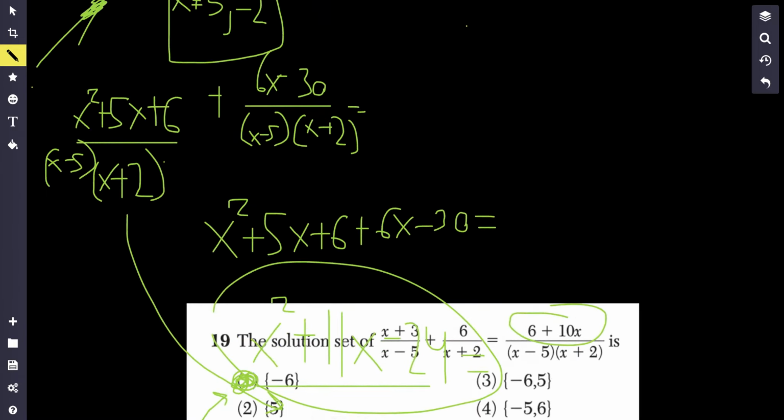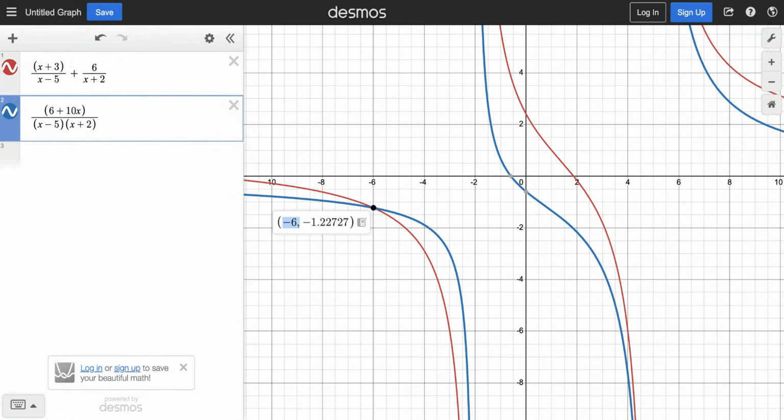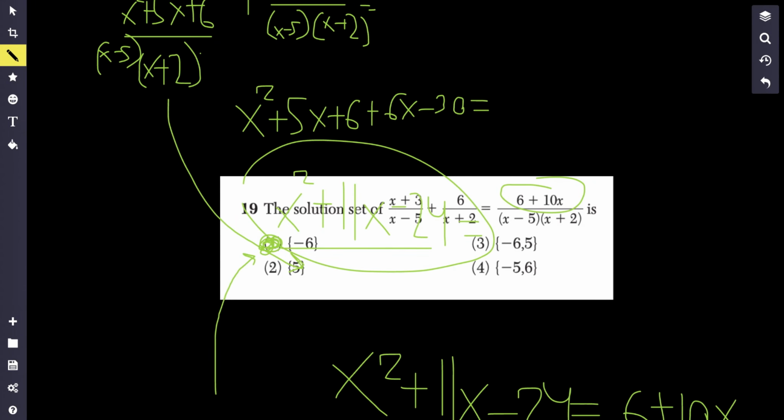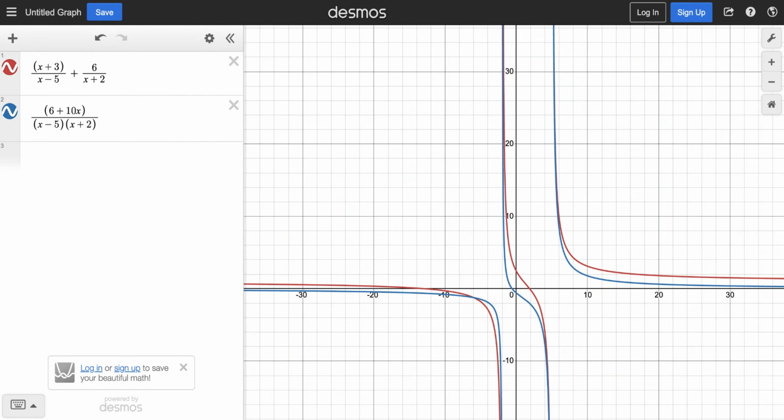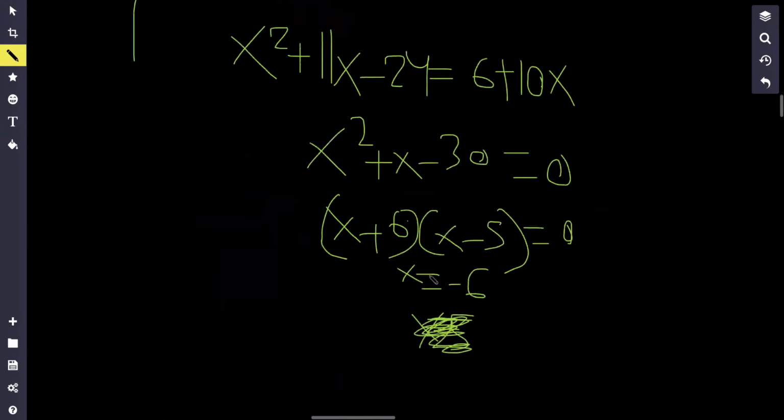So my original equation was x plus 3 divided by x minus 5 plus 6 divided by x plus 2, and this is going to be equal to 6 plus 10x, divided by x minus 5 times x plus 2. And notice how they have an intersection point at x is equal to negative 6. So this checks out. And they don't have a solution at x is equal to 5. At x is equal to 5, it's a vertical asymptote. All right, so that's going to be our answer.